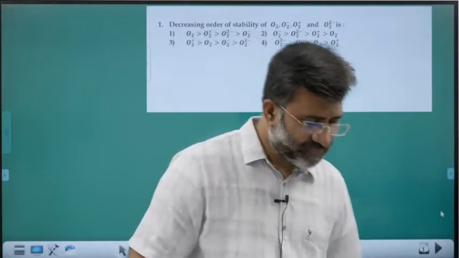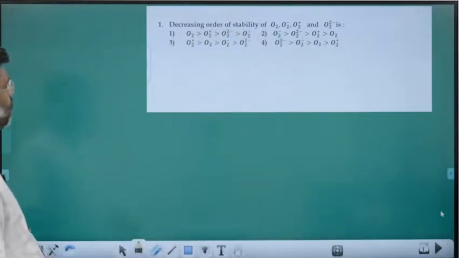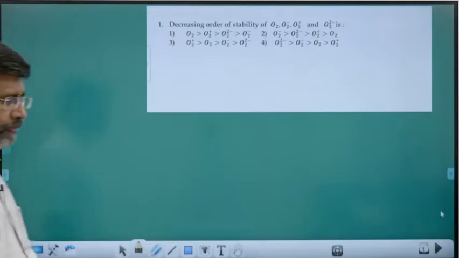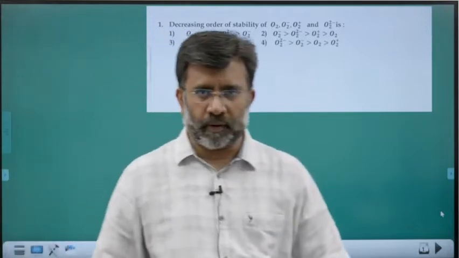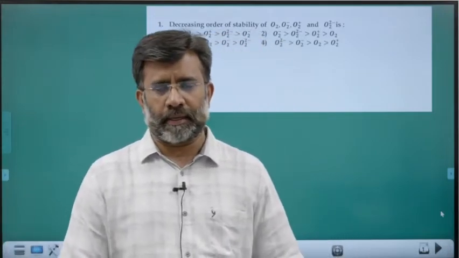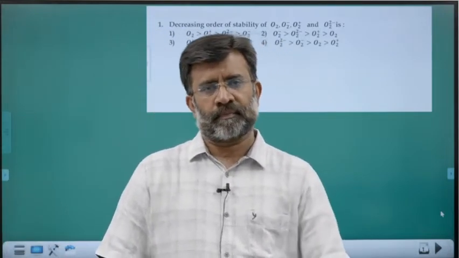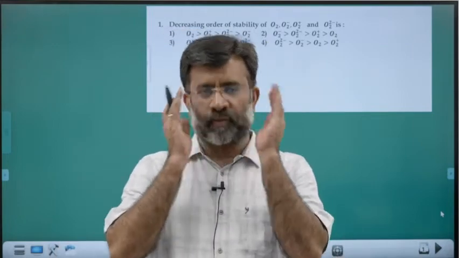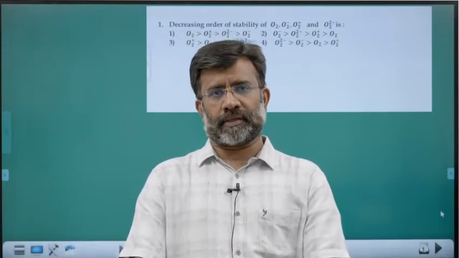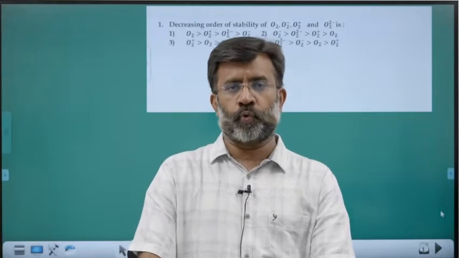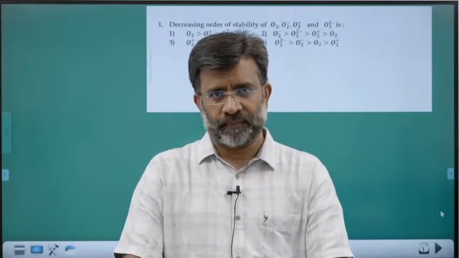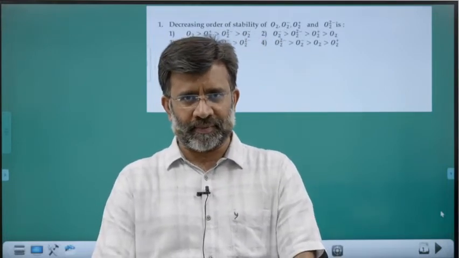The first question: the decreasing order of stability of O2, O2 minus, O2 plus and O2 2 minus. The stability depends on the bond order and the molecular orbital electronic configuration. If you keep in mind the MO configuration of O2, you can easily find out. How does the O2 configuration come?